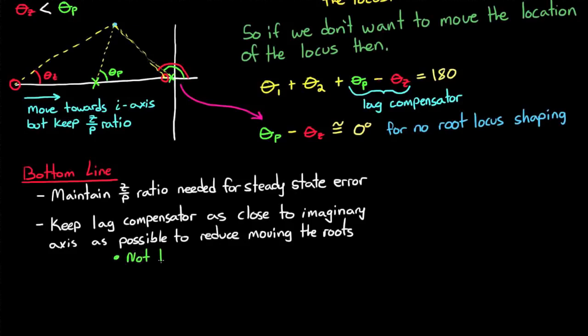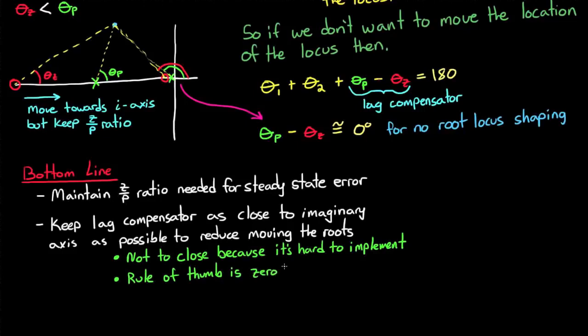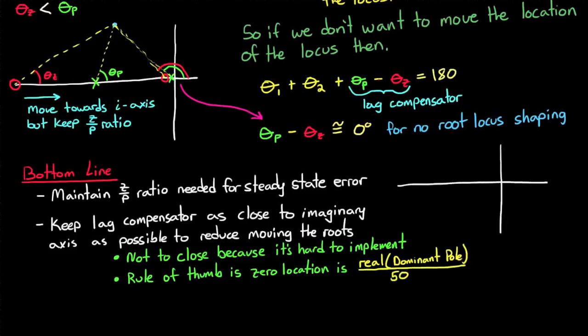And that's because if you're building this with resistors and capacitors, the closer to the imaginary axis you make this, the larger the components need to be, and eventually they become so large as to be impractical. So the rule of thumb is to place the zero approximately 50 times closer to the imaginary axis as the closed-loop dominant pole. Of course, this is just a rule of thumb, so this is a place where you have a little bit of flexibility in the design.